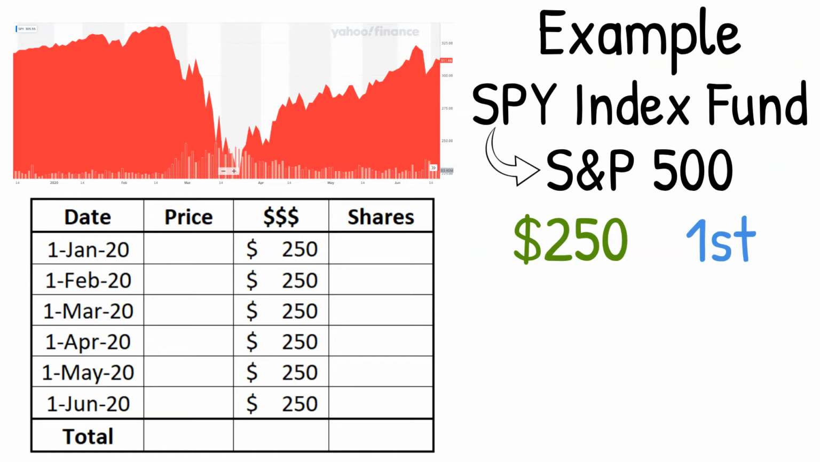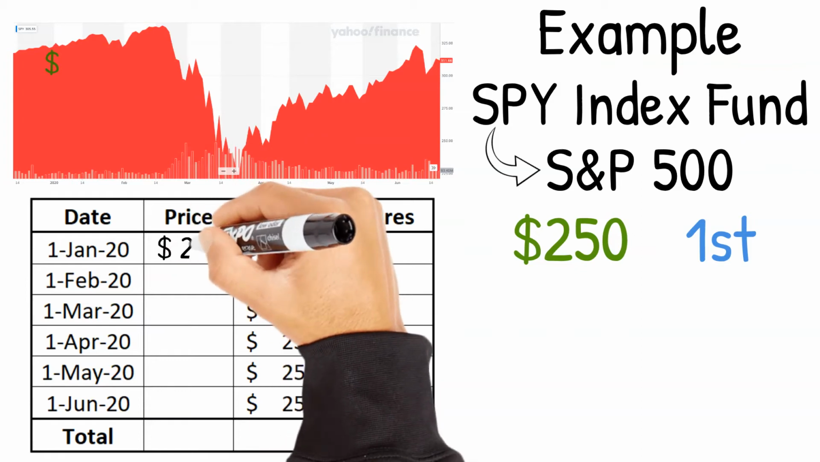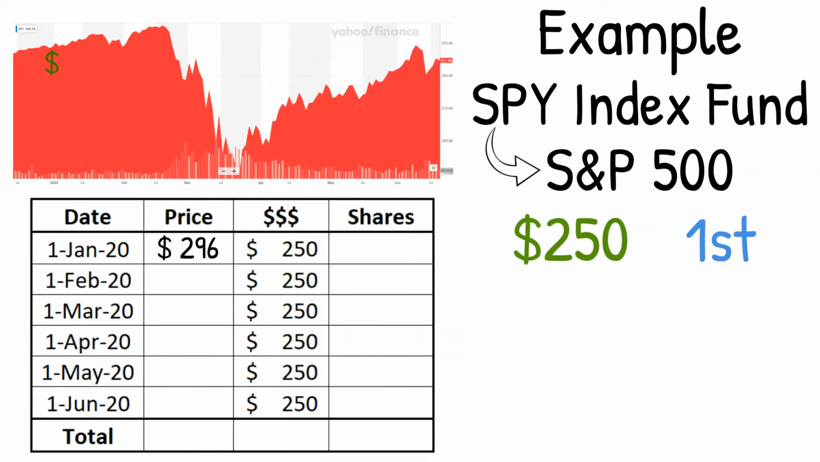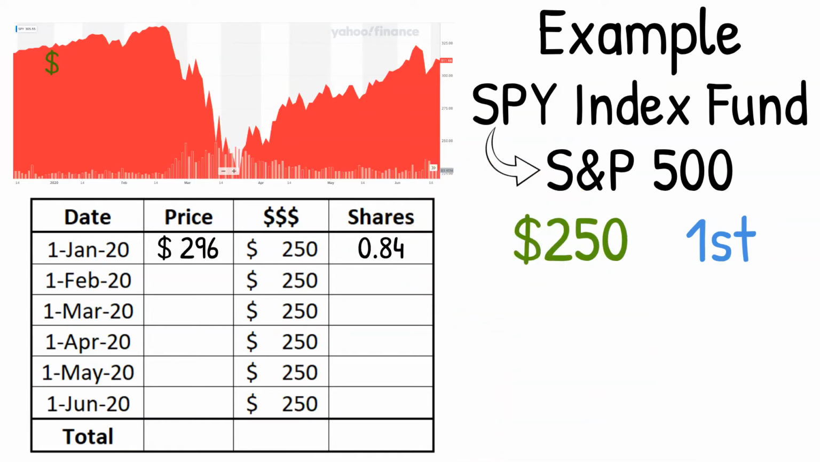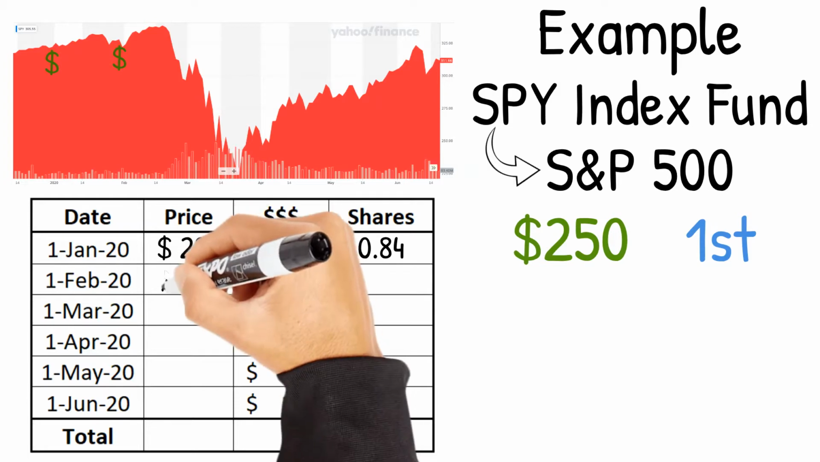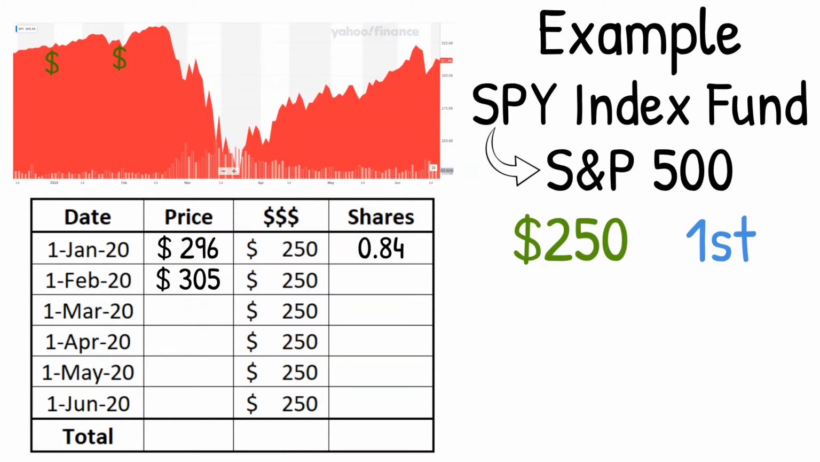So on January 1st, 2020, you begin dollar cost averaging into the SPY index fund. The price per share was $296, and let's assume you can buy fractional shares, in which your $250 investment buys you 0.84 shares of the index fund. On to February 1st, the price is now $305, so you get 0.82 shares as you make another $250 investment.